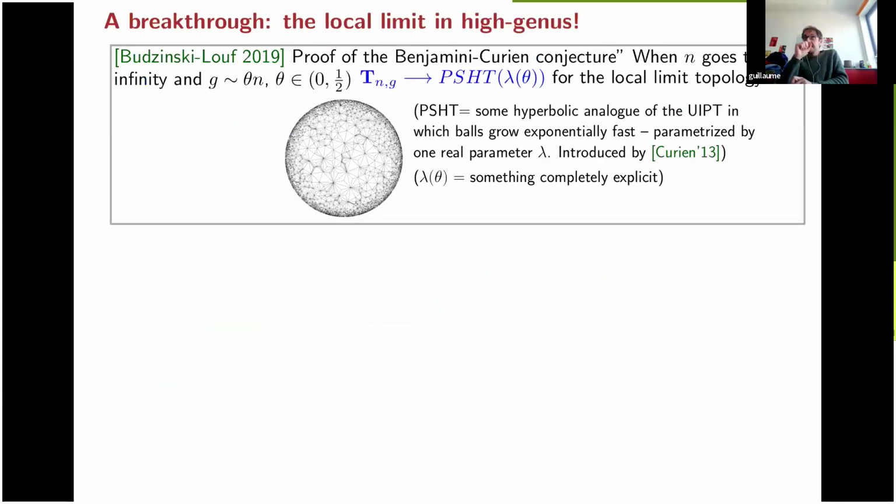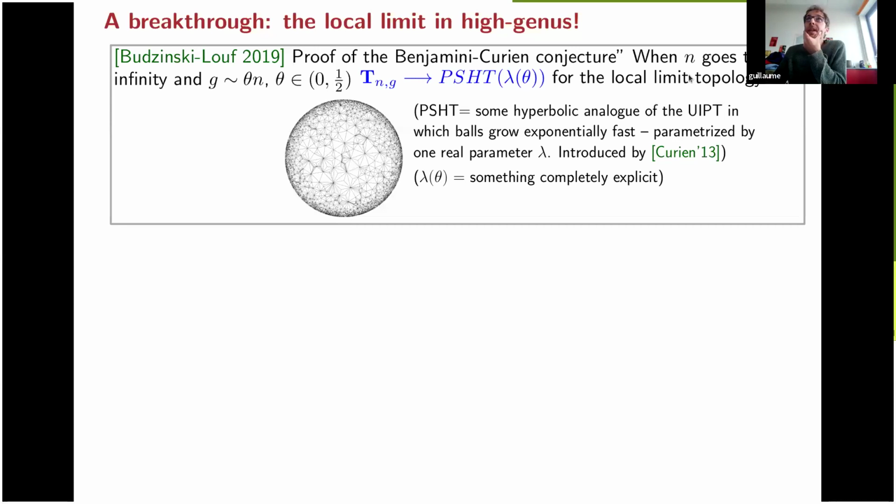In 2019, there was a breakthrough, an Inventiones paper by two PhD students, Thomas Budzinski and Baptiste Louf, who now have jobs in France. They proved the so-called Benjamini-Curien conjecture, which tells you what the local limit is in this high-genus regime.